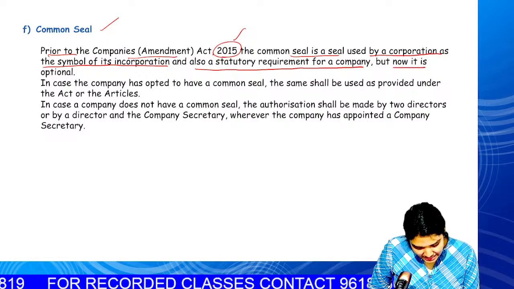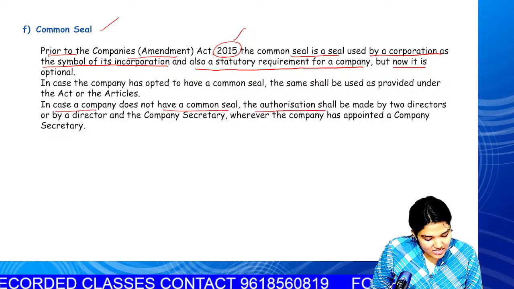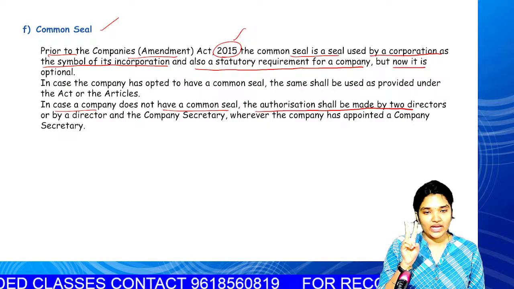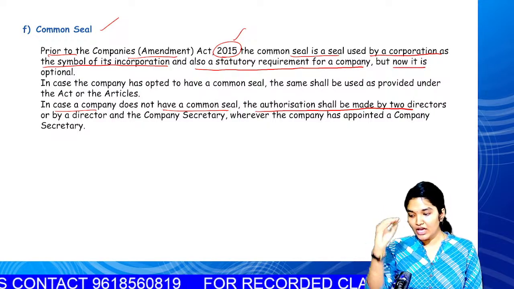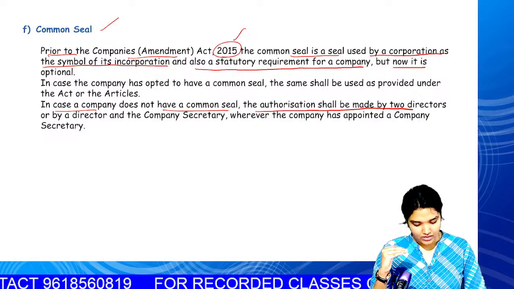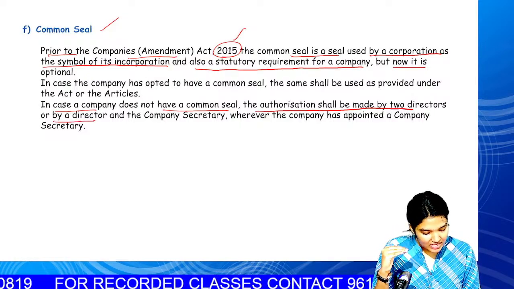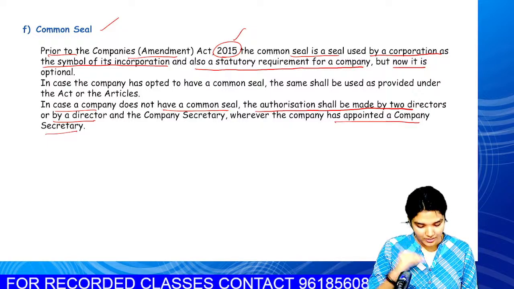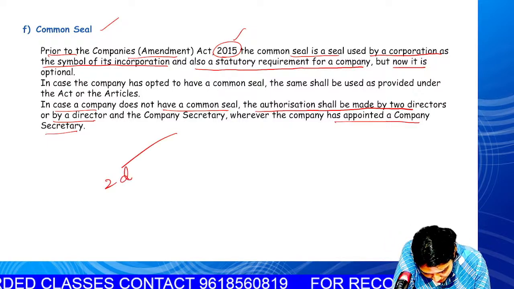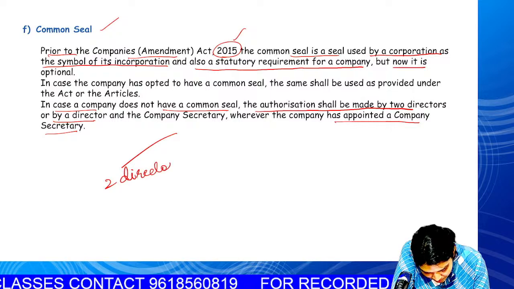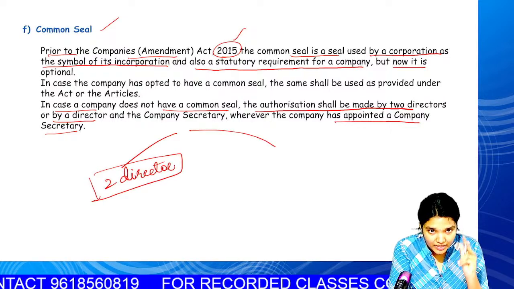So in case the company does not have a common seal, the authorization shall be made by two directors. The first case, the authorization for anything should be made by two directors, or if two directors are not there, or if there is a company secretary. So if the common seal is not there, the particular certificate or declaration is to be authorized by two directors.